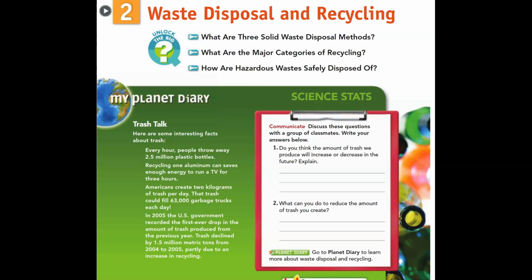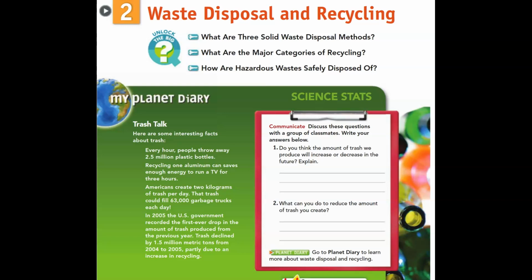My Planet Diary Science Stats. Trash talk! Here are some interesting facts about trash. Every hour, people throw away 2.5 million plastic bottles. Recycling 1 aluminum can saves enough energy to run a TV for 3 hours. Americans create 2 kilograms of trash per day. That trash could fill 63,000 garbage trucks each day.